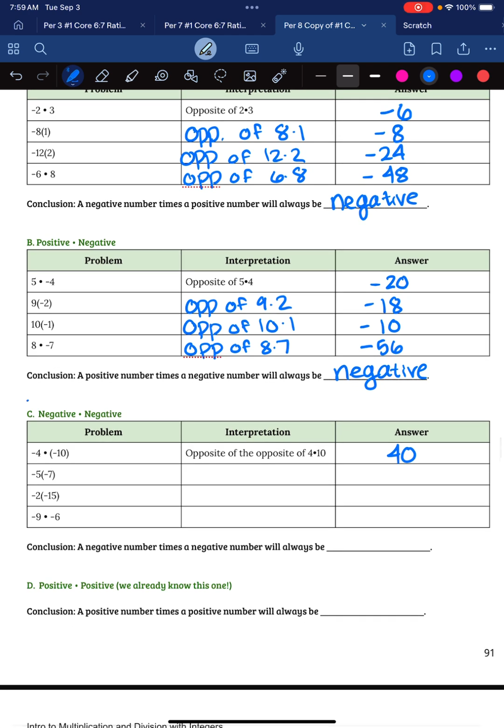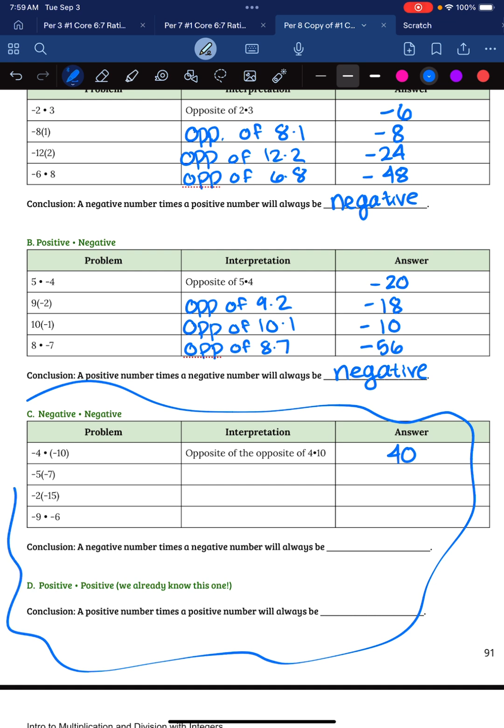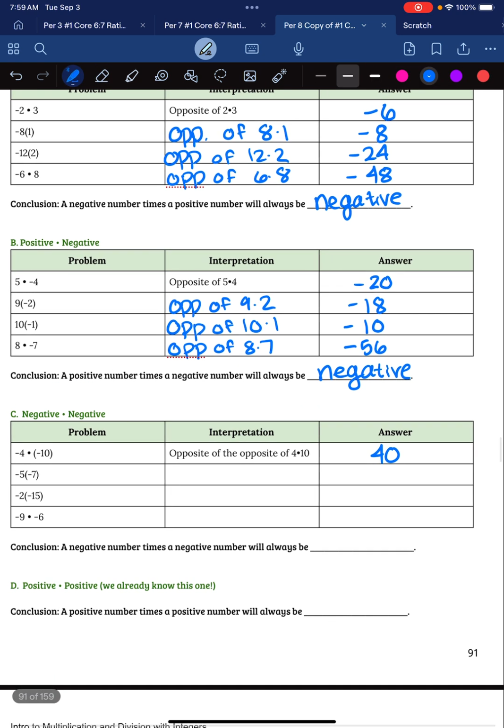Go ahead and pause the video and see if you could fill out the rest of the page, including section D, and then unpause when you're ready to go over it. All right, hopefully you're all done.